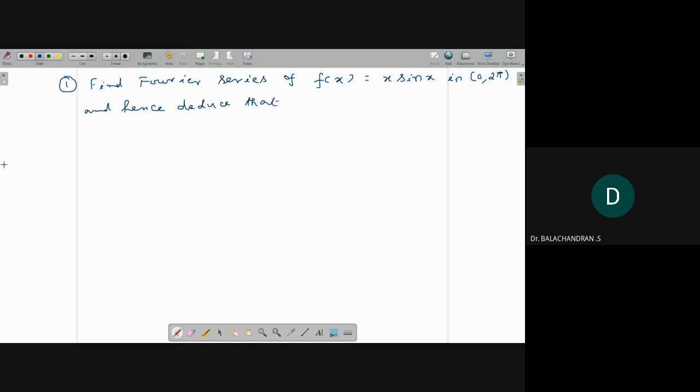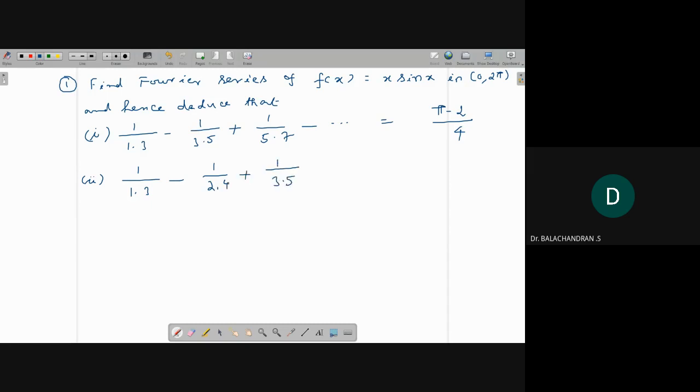Subdivision 1: 1 by 1 into 3 minus 1 by 3 into 5 plus 1 by 5 into 7 minus up to infinity is equal to (pi minus 2) divided by 4. Subdivision 2: 1 by 1 into 3 minus 1 by 2 into 4 plus 1 by 3 into 5 minus up to infinity is equal to 1 by 4.